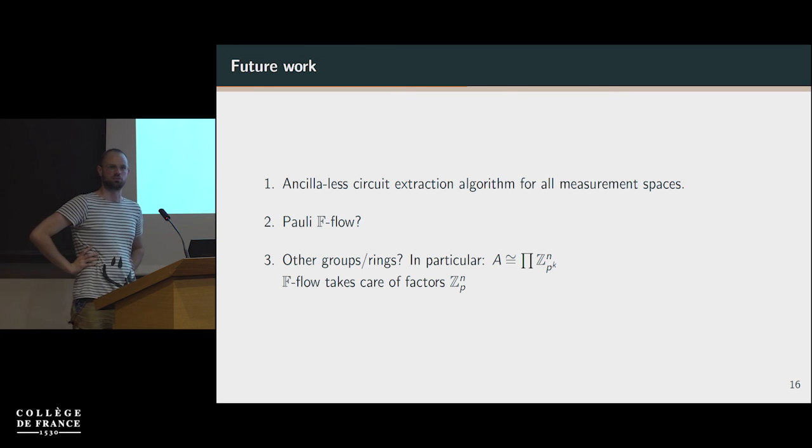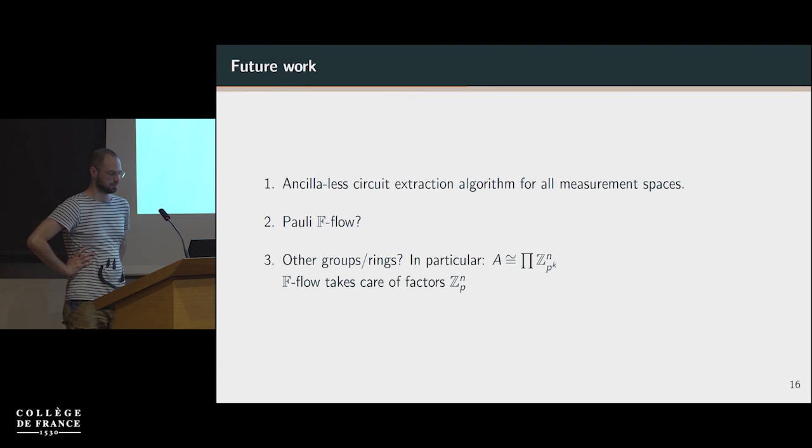So I suppose I've been a bit fast, but wrapping up, what questions are left to answer for these kinds of measurement patterns? Firstly, there's no known ancillary circuit extraction algorithm which works for all measurement spaces, so I'm currently working on doing this. And then there are generalizations of F-flow which loosen some restrictions on the types of measurement patterns which are allowed. So Pauli F-flow, which I've written, is one such generalization. There are others such as Pauli fusion flow, which get progressively more complicated in their presentation.